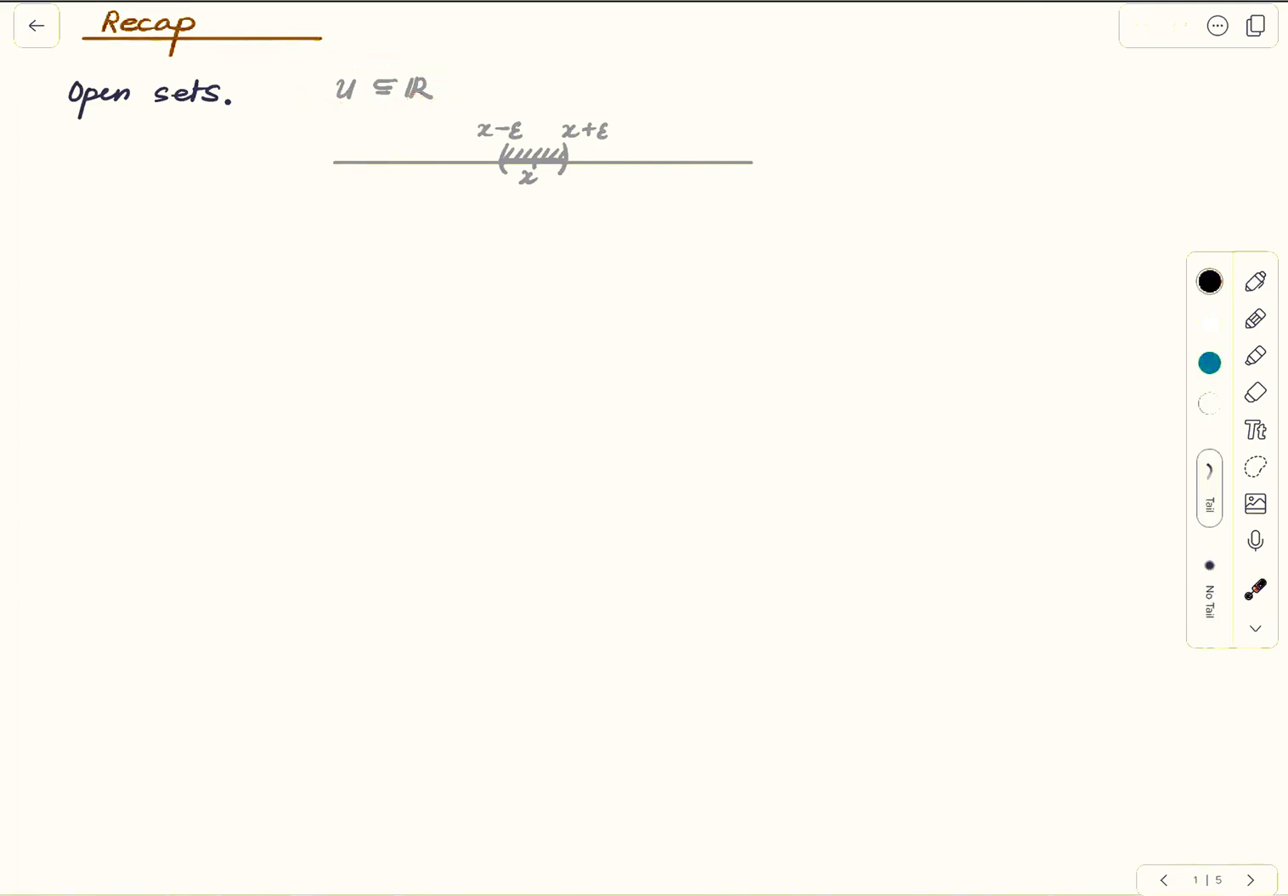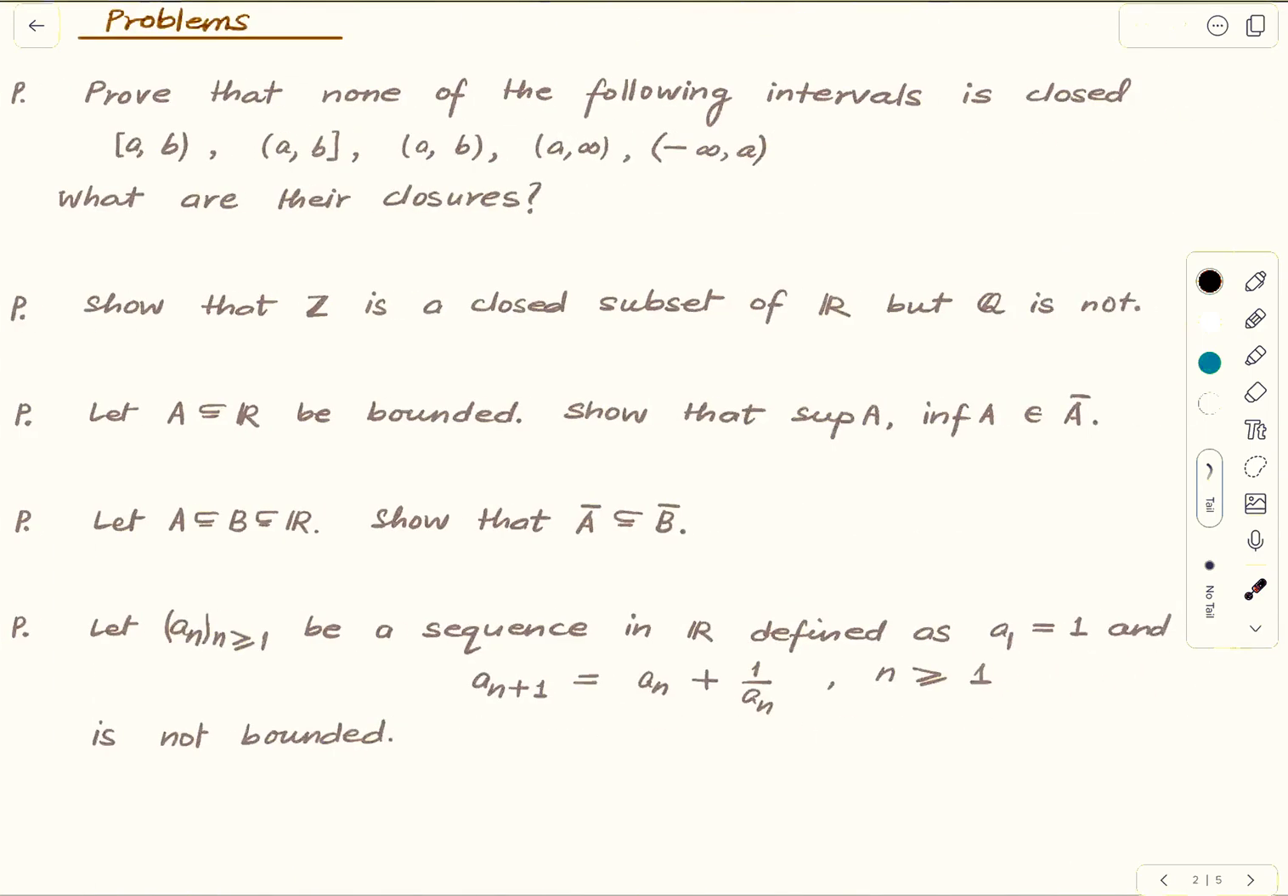So fix a subset U of R. We say that it is open if either it is empty, or if it is non-empty, then for each point x in it, there should exist some positive epsilon such that the open interval whose endpoints are x minus epsilon and x plus epsilon is contained in U. So for every point x in U, there should be some room around it which is also contained in U. That is the definition of an open set. We discussed this at length previously, and with that, let us proceed.